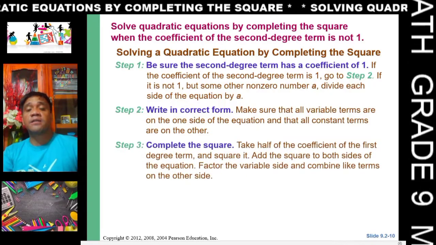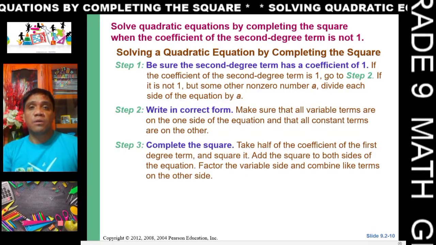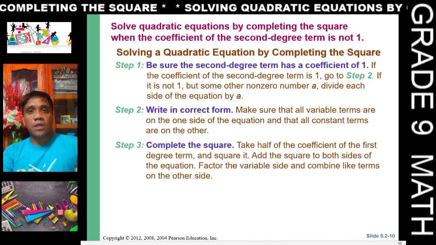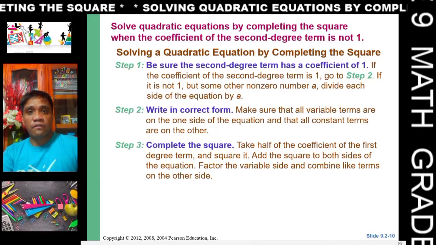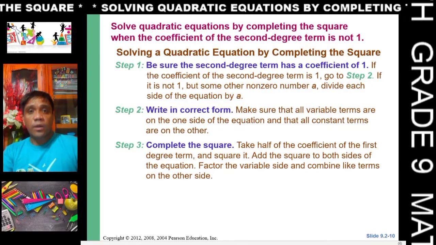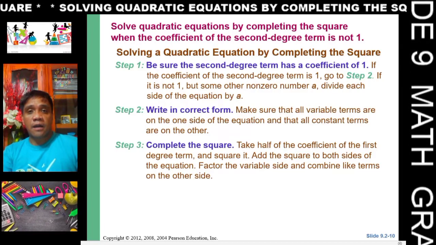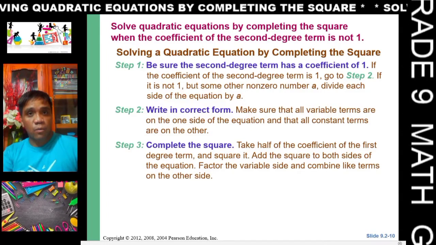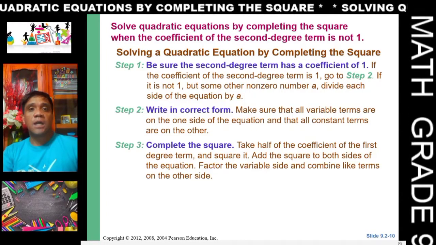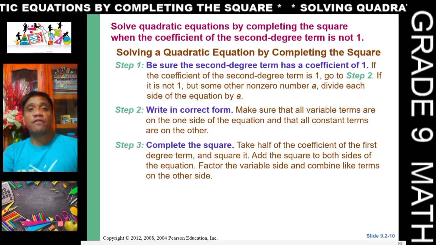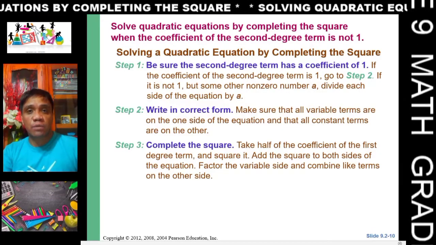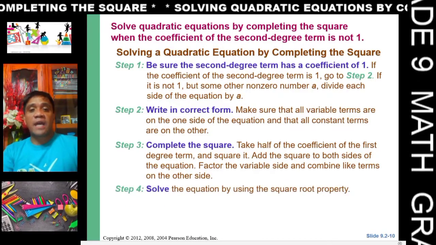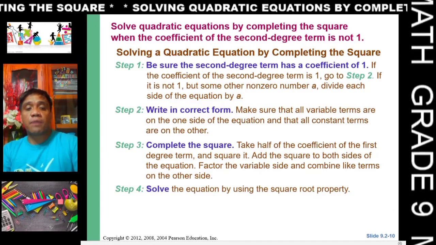Step 3 is we're going to do the completing the square. How to do it? Recall that we are going to take the linear term's numerical coefficient b and divide it by 2. Then, to get the constant term, we're going to square the quotient, the half of the numerical coefficient of the linear term. And then the fourth step is we have to solve using the square root property.